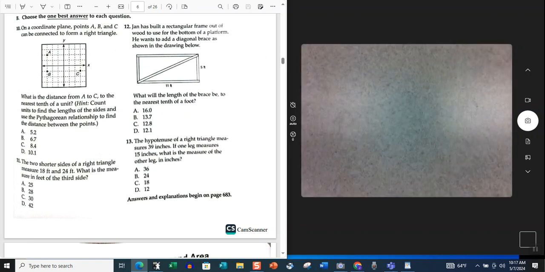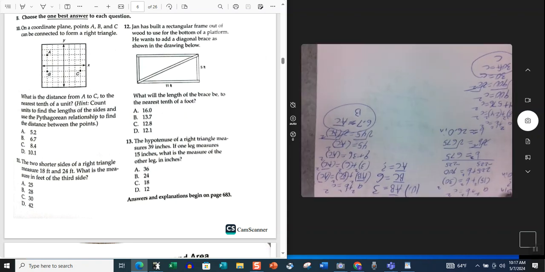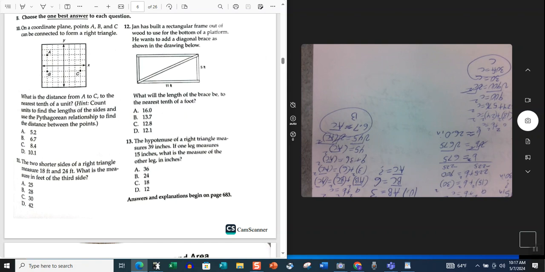Now, number 12. It says Jan has built a rectangular frame out of wood to use for the bottom of a platform. He wants to add a diagonal brace as shown in the drawing below. What would the length of the brace be to the nearest tenth of a foot? Now, if you look here, if we take this part out here, this would just be a triangle. And these would be the smaller sides. This would be the 90-degree angle. These two would be the smaller sides, so we'll be finding the hypotenuse.